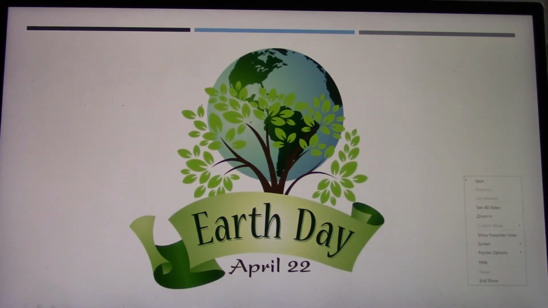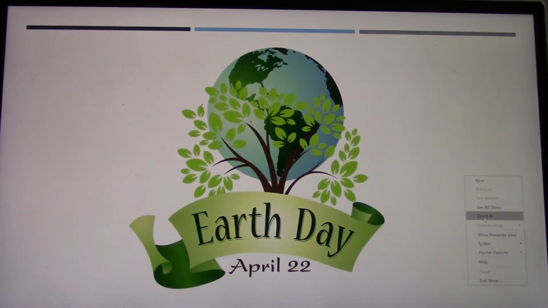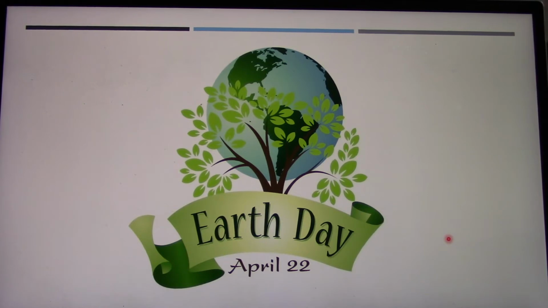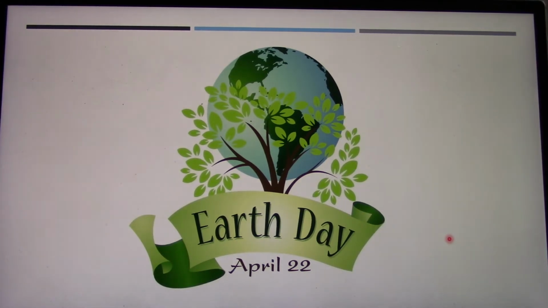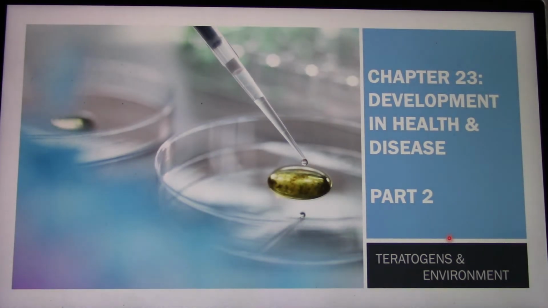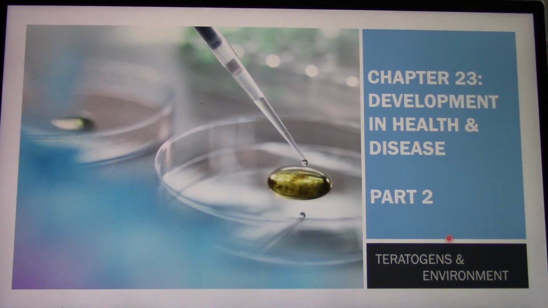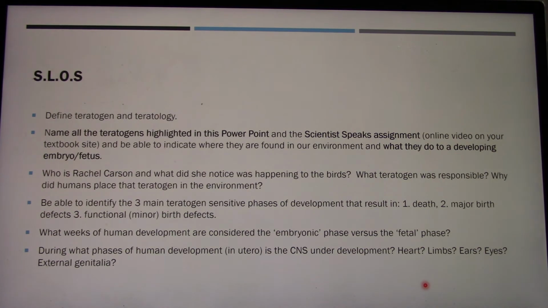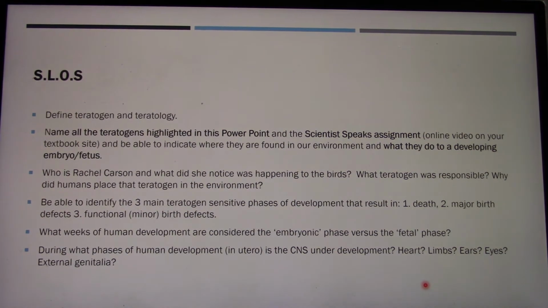Today we're going to be talking about environmental pollutants, really, and their impact on development, human development, on Earth Day 2020. So this is chapter 23, Development in Health and Disease. We're going to focus on teratogens in the environment. Got some slides to get you started. I probably need to add more to those.